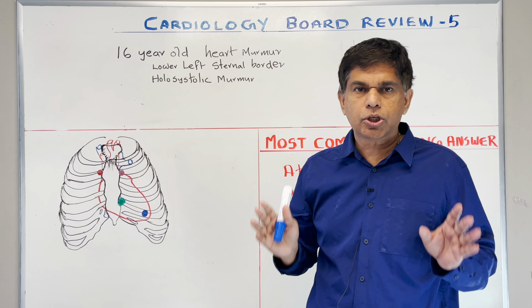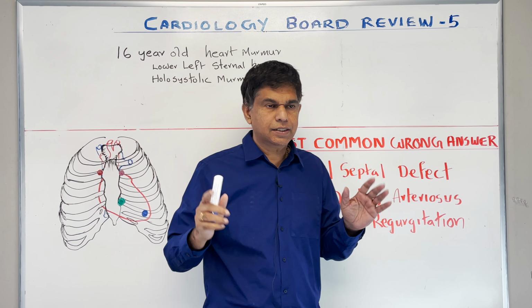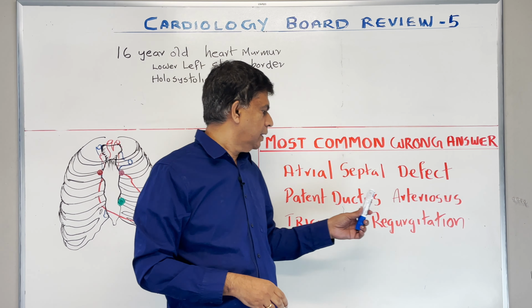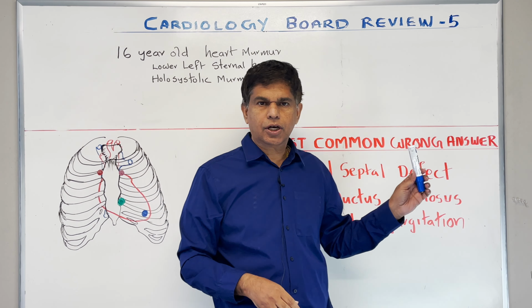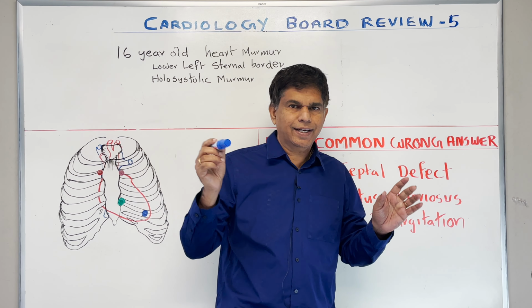So, what are the most common answers people usually pick? That's the whole purpose of this presentation. They could pick atrial septal defect, they can pick patent ductus arteriosus, or tricuspid regurgitation. So, we're going to look at each one.